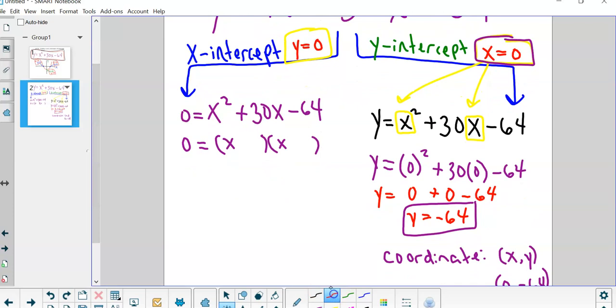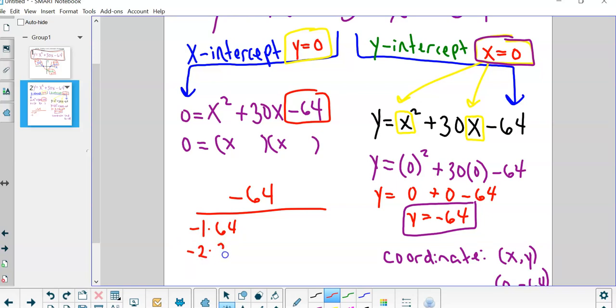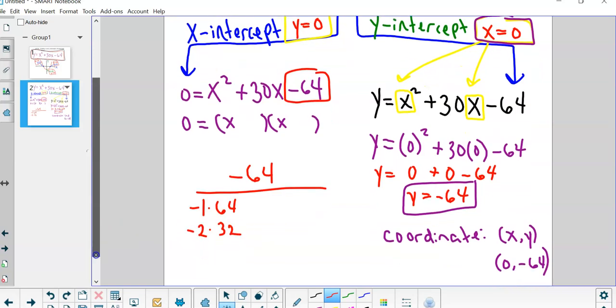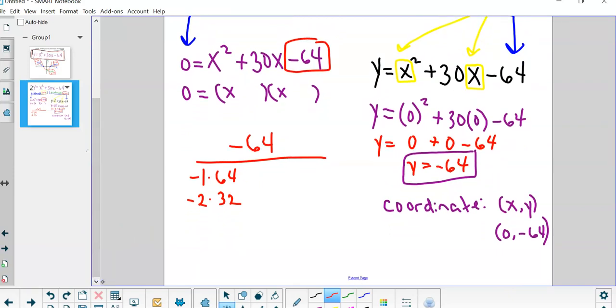So I'll remind you guys that when you factor, you're trying to find all the different ways that you can write negative 64, right? So negative 64, what are the ways that we can write that? Well, let's start with the most obvious. It's a negative number, so negative 1 times 64. I also have negative 2 times 32. Scroll down a little bit more here.